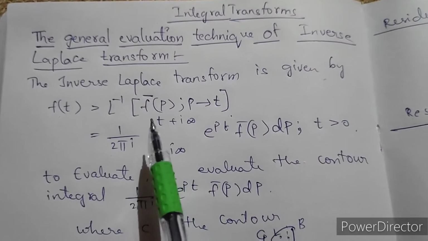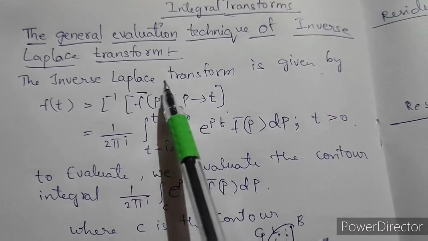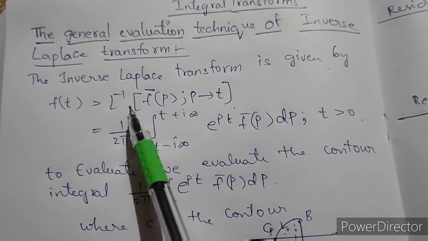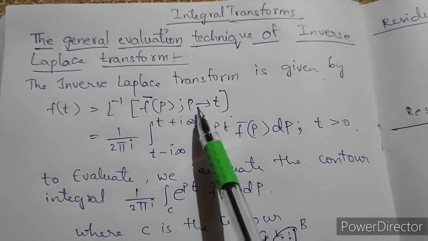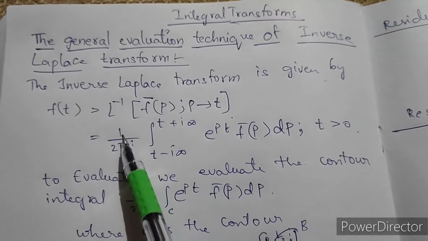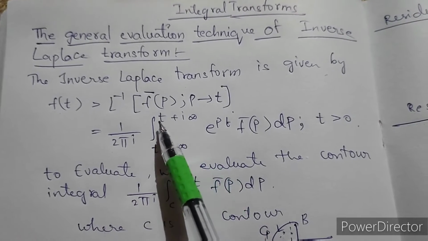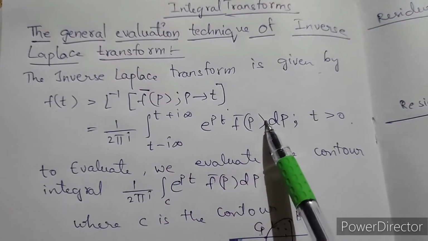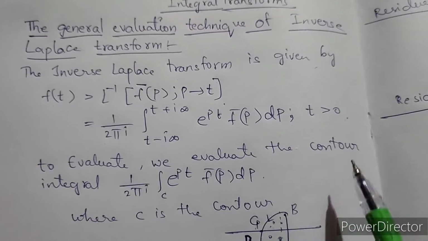Hi everyone. So today we'll be seeing the general evaluation technique of inverse Laplace transform. The inverse Laplace transform is given by f of t equals L inverse of f bar of p, p tends to t, which is equal to 1 by 2 pi i times the integral from t minus i infinity to t plus i infinity of e power pt into f bar of p dp, where t is greater than 0.